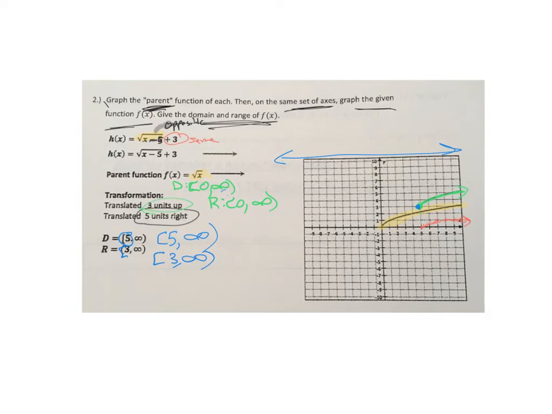And if you did it from the original domain and range, you would just be adding 3 to the range and adding 5 to the domain. So now let's do the next problem together.